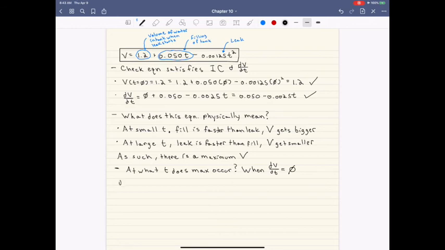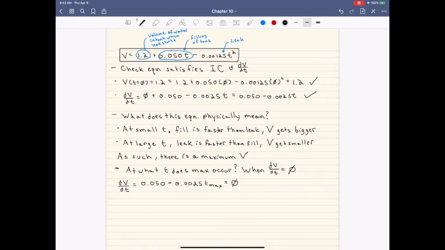So for dV/dt, we know, based on either just taking the derivative of our V(t) expression, or even just using the differential equation we derived at the beginning, that dV/dt is equal to this. And if we want to find the time at which the maximum volume occurs, so t max, we just set our derivative equal to 0.